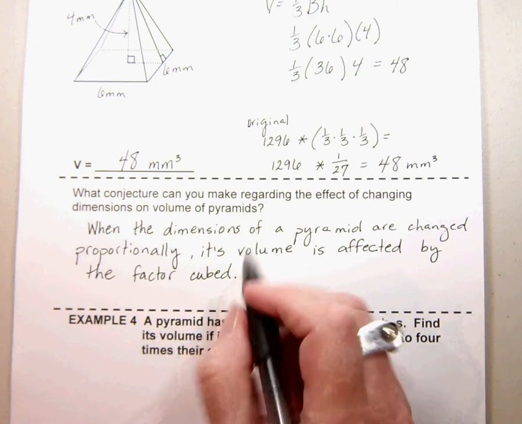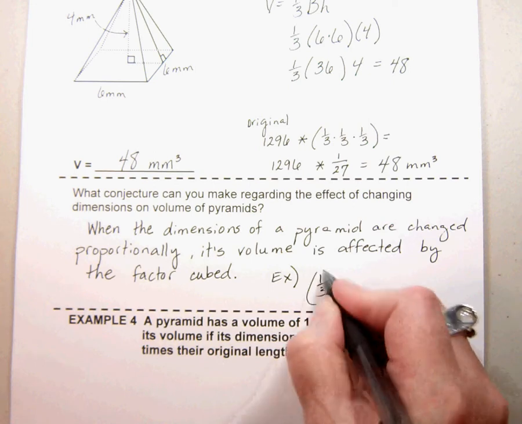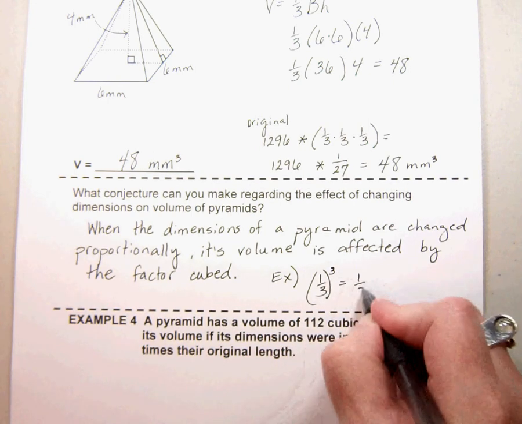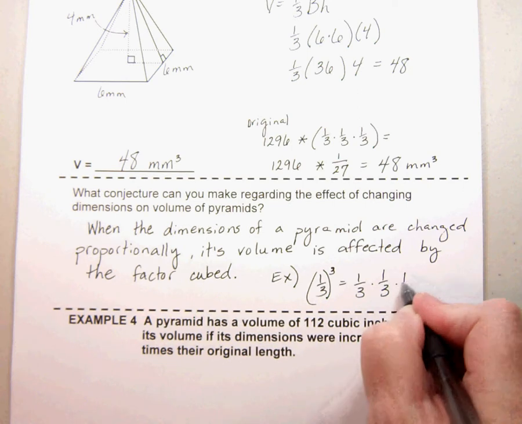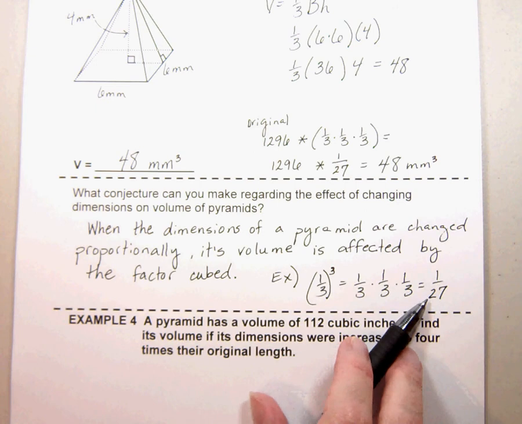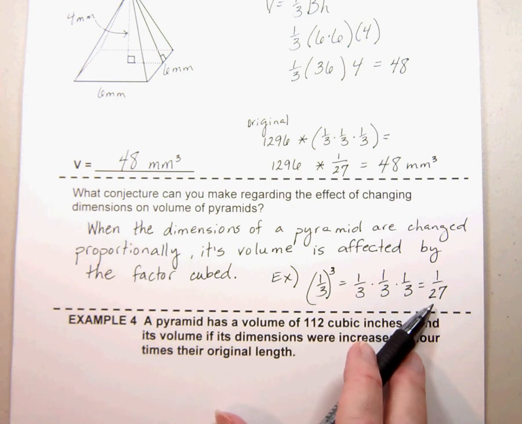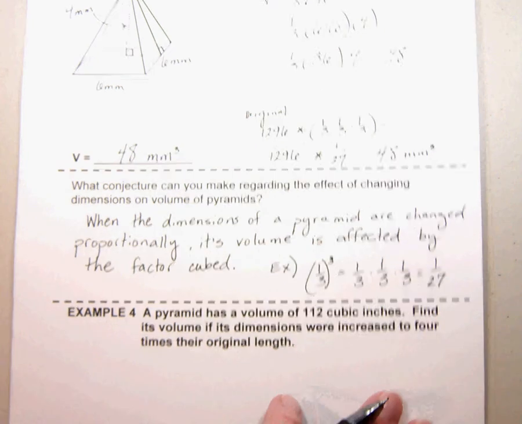Like our 1/3 up there, if you cube a 1/3, that means 1/3 times 1/3 times 1/3. That was 1/27. That's the factor that it changed by. If we took our original volume and multiplied by that factor cubed, that's going to give us the volume of the new shape. Whether it shrinks or gets bigger, you always just use your scale factor cubed, whatever scale they're giving you. Look at example 4.